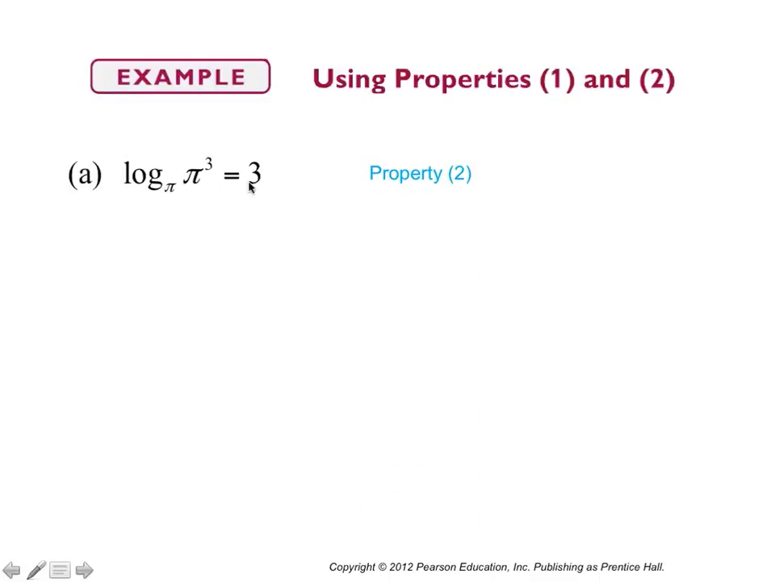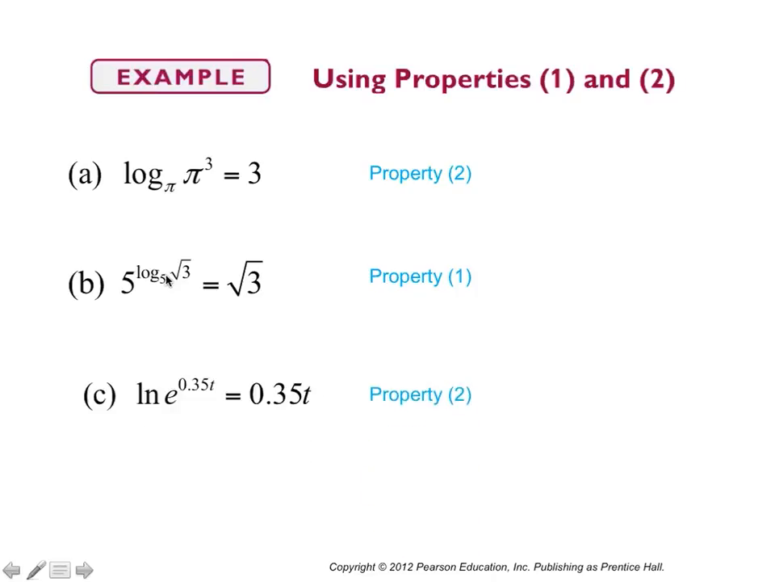So let's actually use these properties. If we have log base pi of pi to the third power, since we have pi and pi here, we can just ignore them and we're just left with 3 as our answer. That's going to be our second property. And this one right here, if we have 5 to the log base 5 of the square root of 3, no power, this 5 right here and the 5 right here allow you to just ignore this part and you're just left with square root of 3.